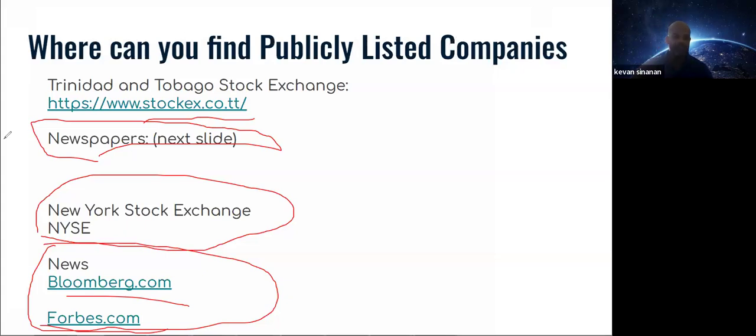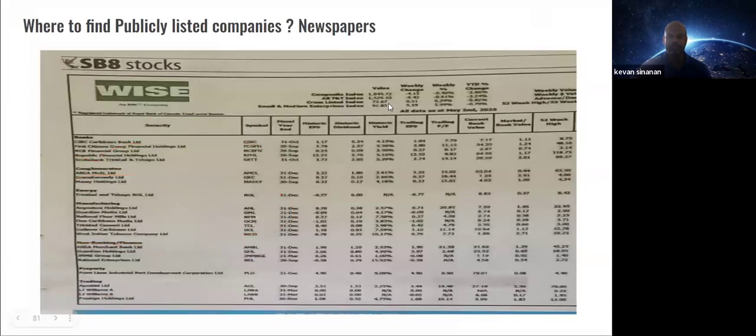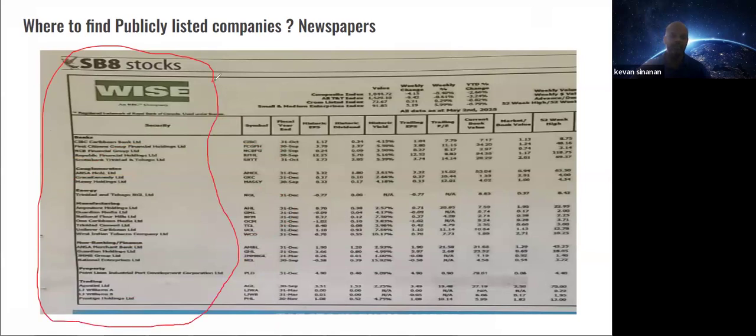All right, so we have about 20 minutes remaining. This is what it looks like in the newspapers. If you take any of the newspapers, whether it's Newsday, Express, or The Guardian, and turn the pages until you see a page that looks like this, this is where you'll find a list of all the publicly listed companies in Trinidad and Tobago.